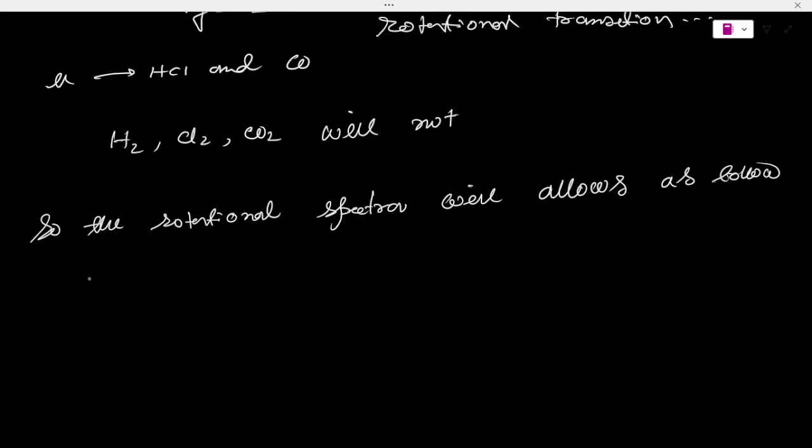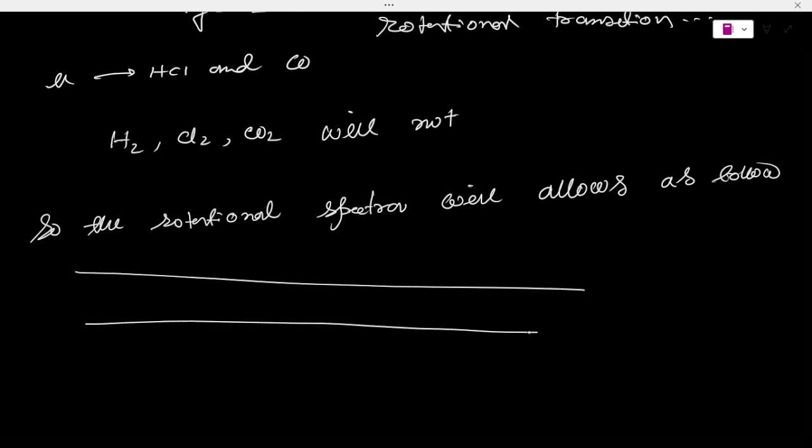Okay, as follows, let's say this is 2B, and this is 4B, this is 6B, this is 8B, this is 10B, and this is 12B. Rotational spectrum of a rigid diatomic molecule. Okay, so the rigid diatomic molecule will be that.